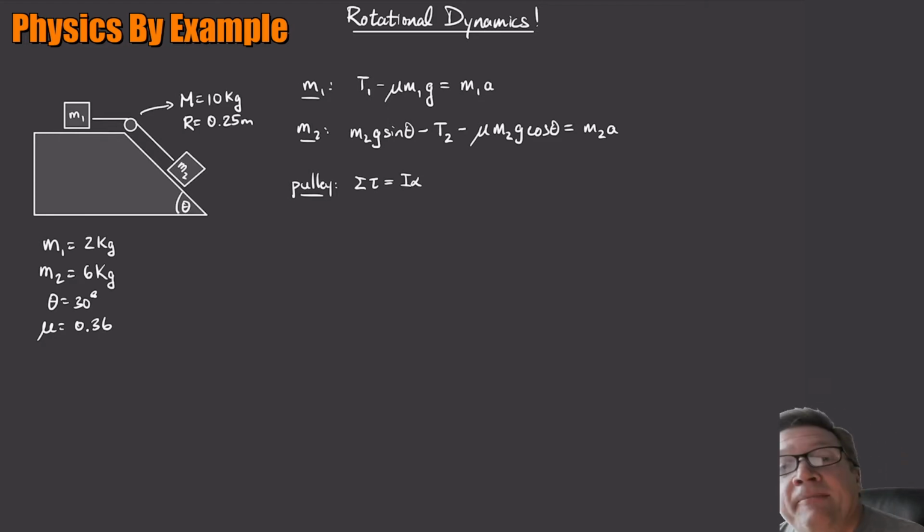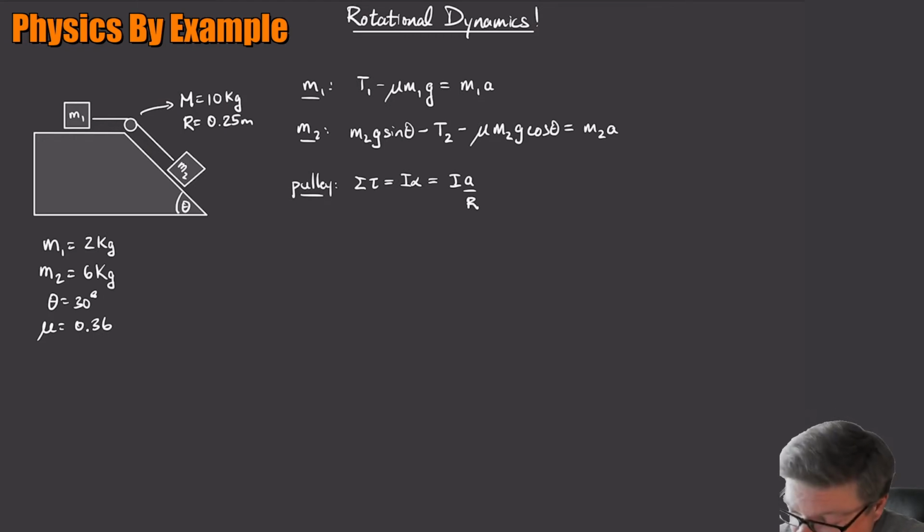Okay, as this thing is moving, remember the connection between alpha and A. If it's not slipping, alpha is just A divided by R, right? So what are the sum of the torques? Well, I've got T2 is pulling it to the right, and T1 is trying to pull it to the left.